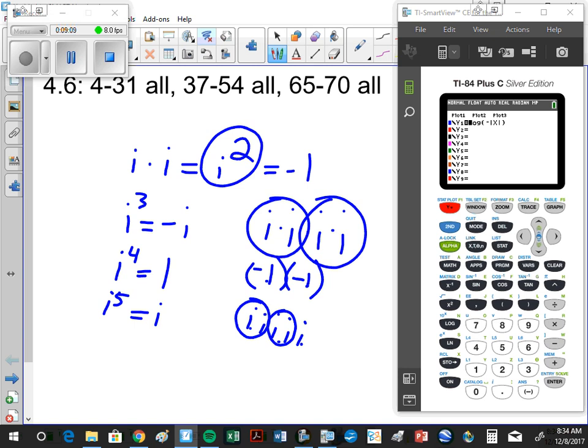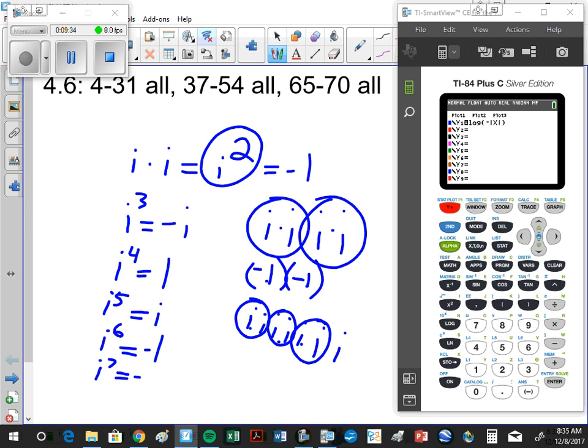Okay, if I add another one, i to the sixth, these two make -1, these two make -1, and these two make -1. And what is -1 times -1 times -1? -1. I to the seventh, I just add another i. -1 times -1 times -1 times i is -i.